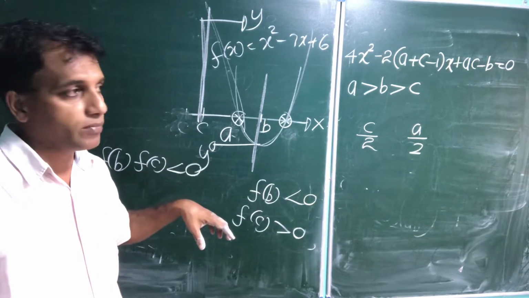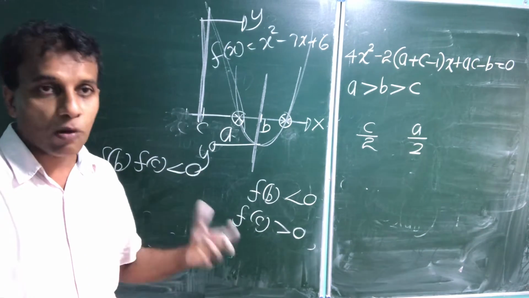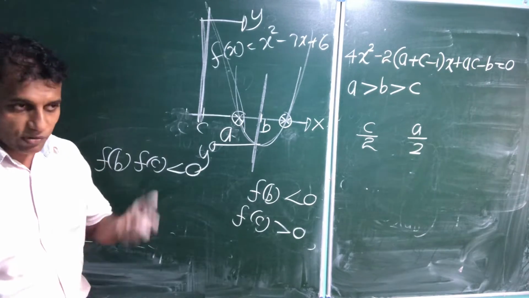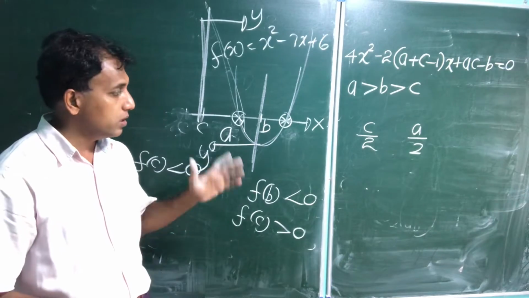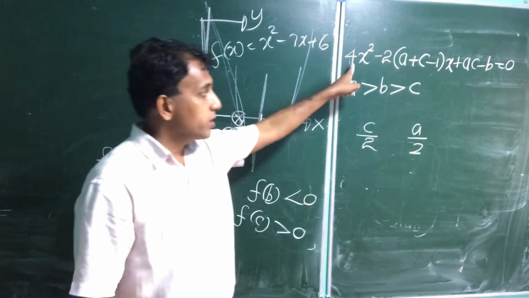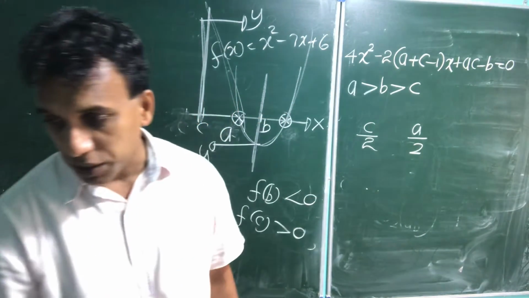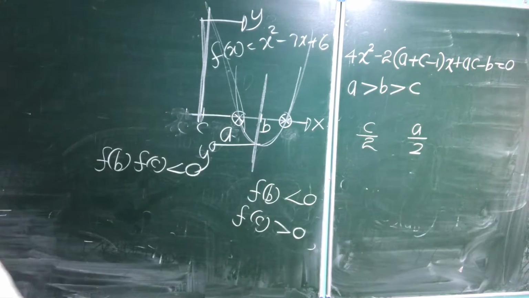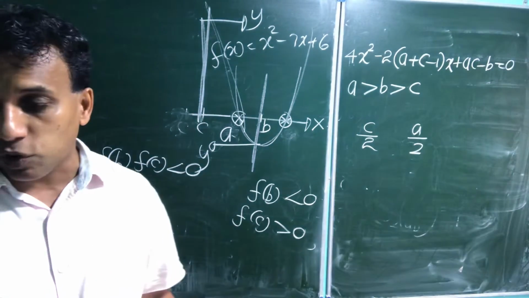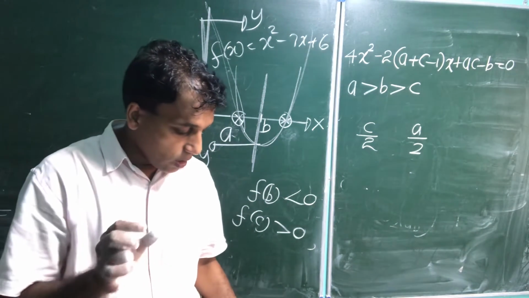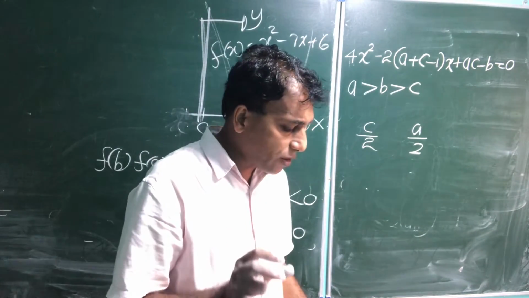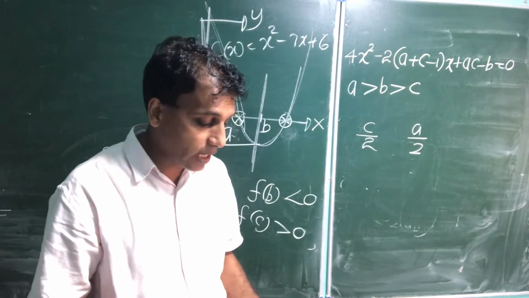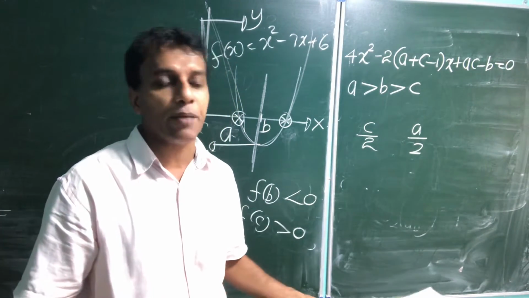With that technique, I will try the question, and then you can identify how to solve this type of between or more-than problem. So here the given quadratic equation is 4x square minus 2 into (a plus c minus 1) into x plus ac minus b equals 0. Show that exactly one of the roots is between c by 2 and a by 2.